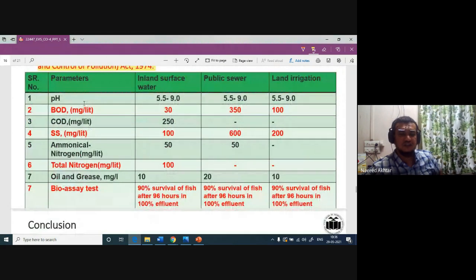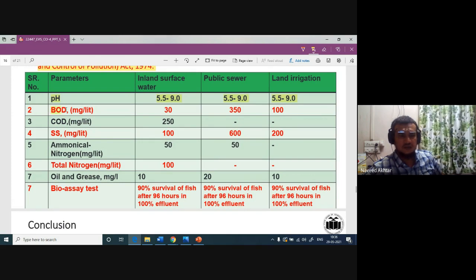So when you are discharging sewage into the water bodies after the treatment, the pH value should be 5.5 to 9 if you are discharging into inland surface water. If you are discharging into a public sewer, then also the pH value is between 5.5 to 9. For irrigation also, if you are discharging, the pH value will be 5.5 to 9.